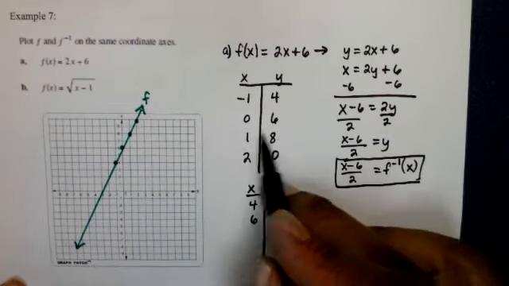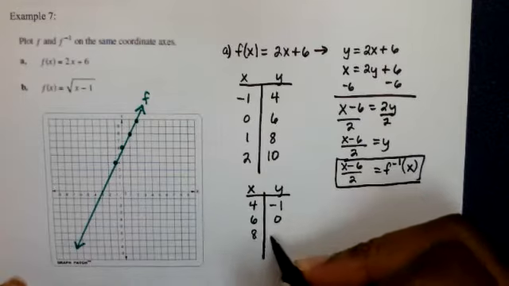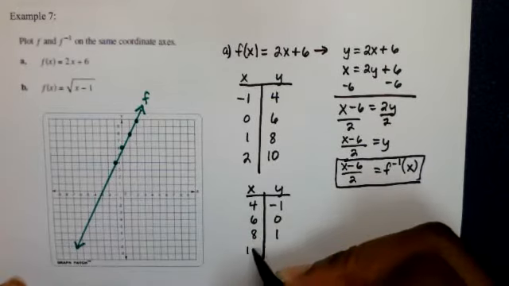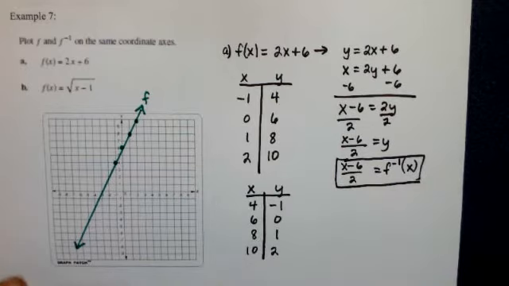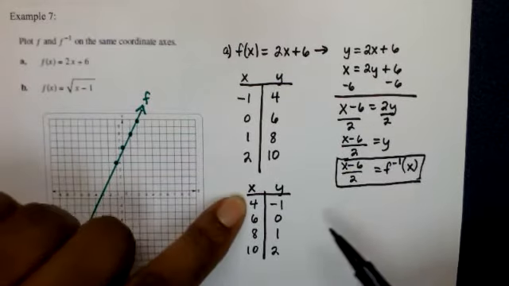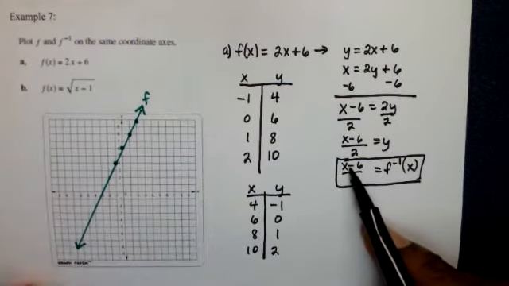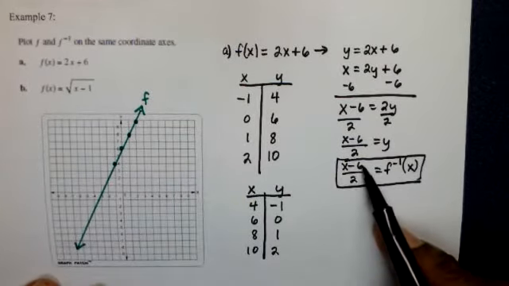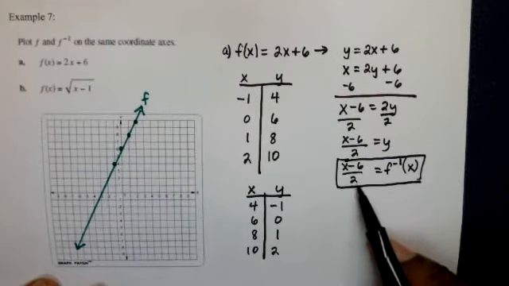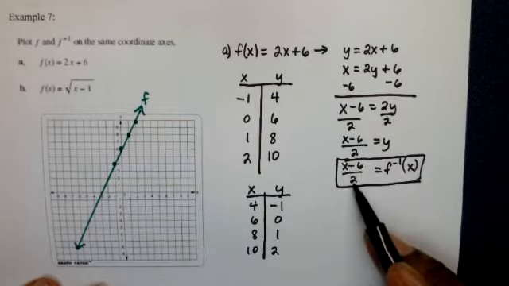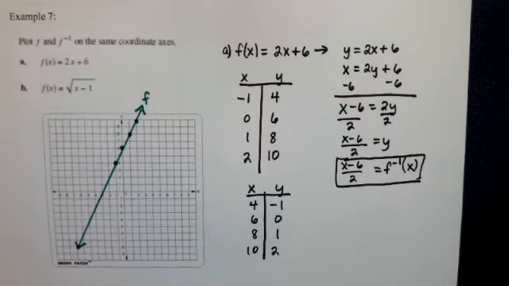1, 8, interchange those ordered pairs, it'll be 8, 1. And finally, 2, 10, interchange that, it'll be 10, 2. And you can verify that by doing this. If x is 4, we substitute the x in our f inverse function with 4. 4 minus 6 will be -2. -2 divided by 2 will be -1. For x is 6, 6 minus 6 is 0, divided by 2 will be 0, and so on.